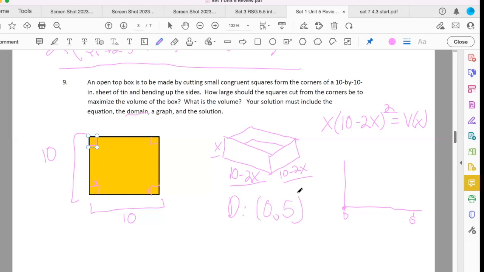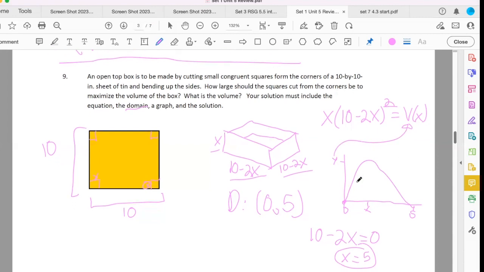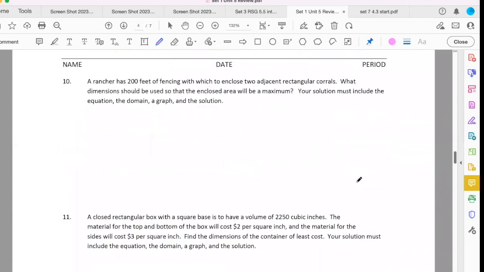And you might be asking, how do I know that's 5? Well, if you take 10 minus 2x and set it equal to 0, you're going to eventually say that x is 5. And that helps because it means that the graph should do something, maybe not parabola-like, maybe something like that. But when you graph this, it's going to kick back some x coordinate, which is going to be the square that's cut out, and it's going to kick back a y coordinate, which is going to be your potential volume. And I hope that's enough for you to push through this next problem.